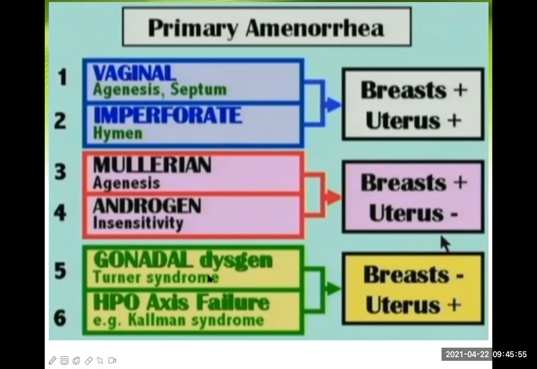The last two are gonadal dysgenesis, Turner syndrome, or Kallmann syndrome, which is a hypothalamo-pituitary ovarian axis failure. There is absence of breast development, but the uterus is present. The uterus is already developed, but breasts are absent because there is no estrogen, meaning breasts are not developed. Only very small size breasts are there. So these are very important clues for us to distinguish which cause of primary amenorrhea is present.